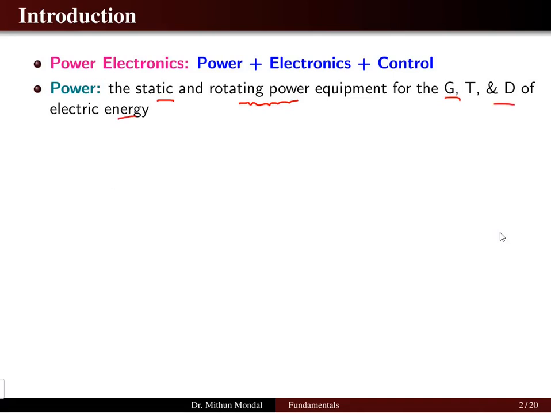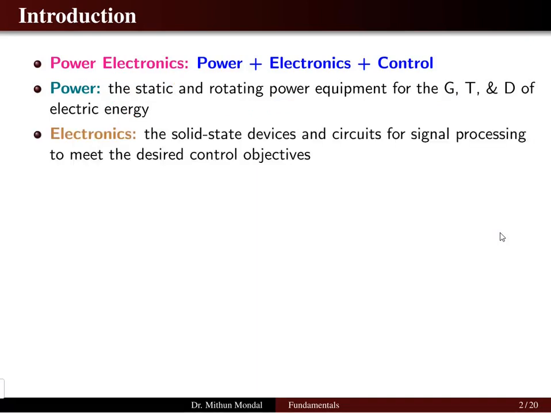So the rotating power equipment is the motor and the generator. But since here we are talking about the generation of electrical energy, it will be the generator, and when we talk about the load, then we talk about the motor. So the static device means the power electronic devices will be there, which will be useful in the generation, transmission and distribution of electrical energy.